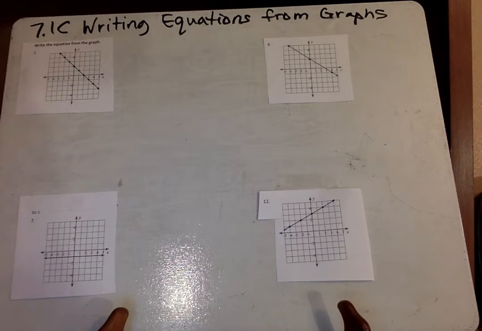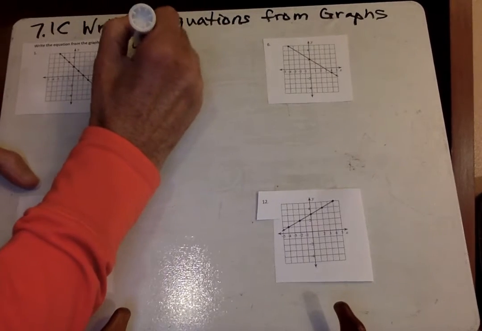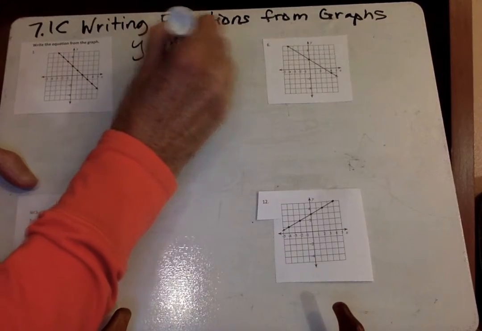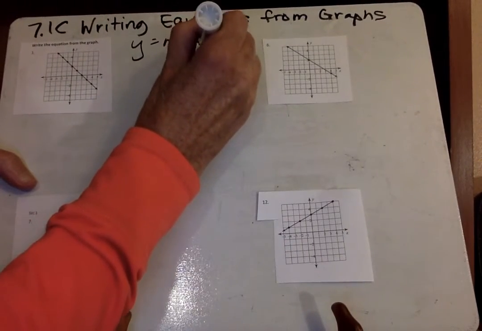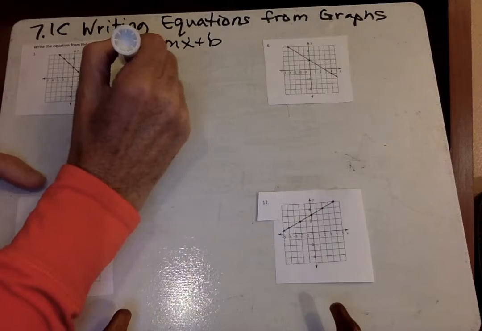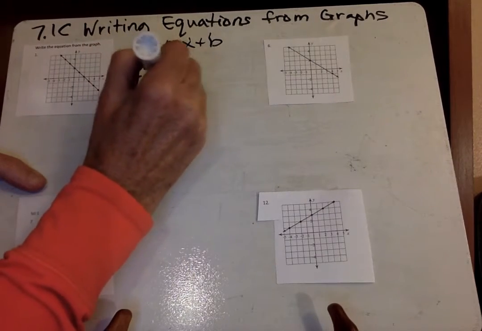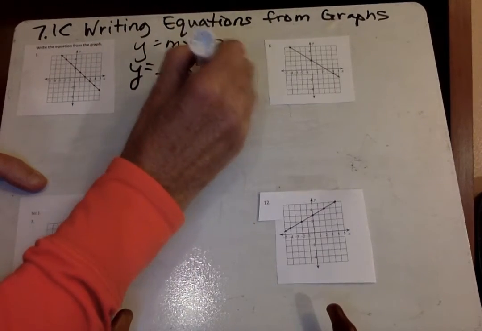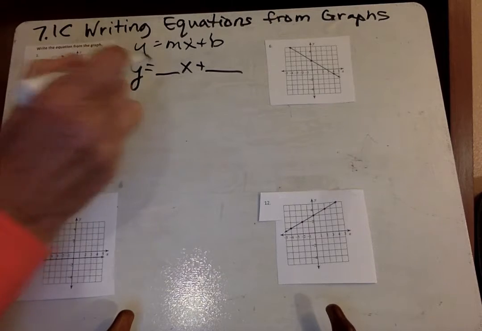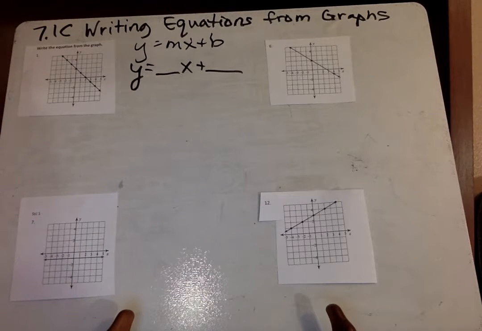Hello students. Today we are going to learn how to write an equation from a graph. As you recall, normally the equation form is y equals mx plus b. So we are going to say y equals blank x plus blank. Okay? We know m is our slope and b is our y-intercept.